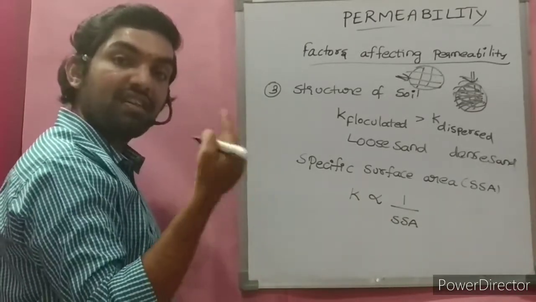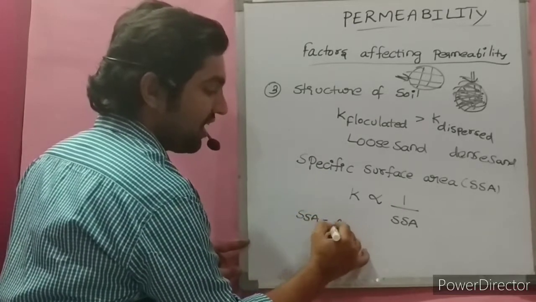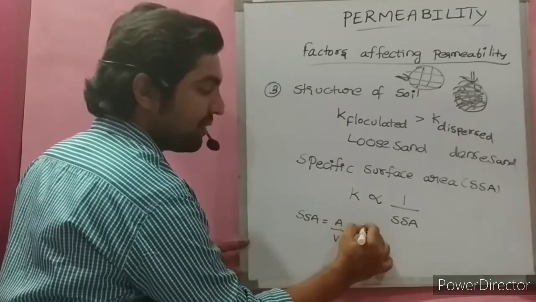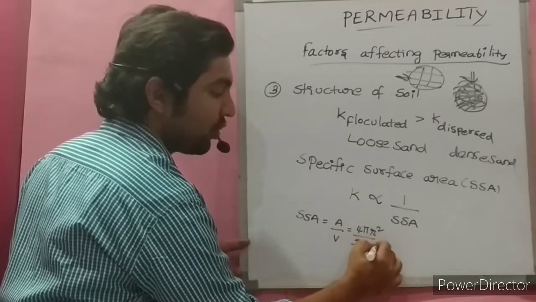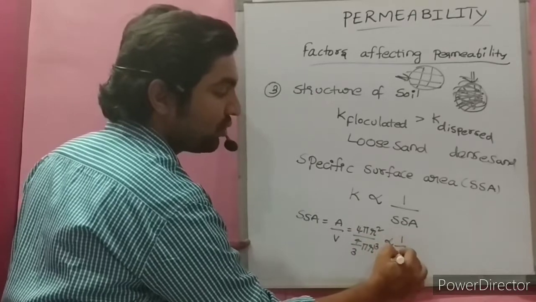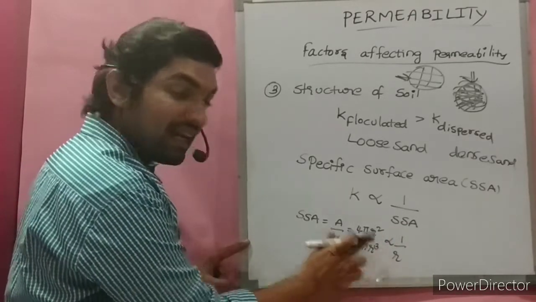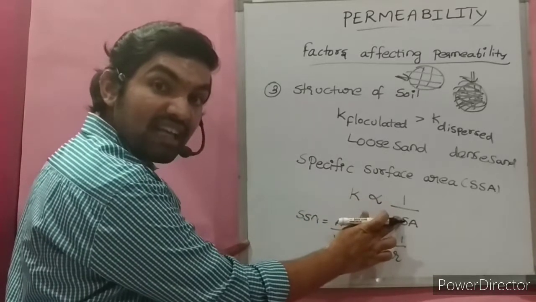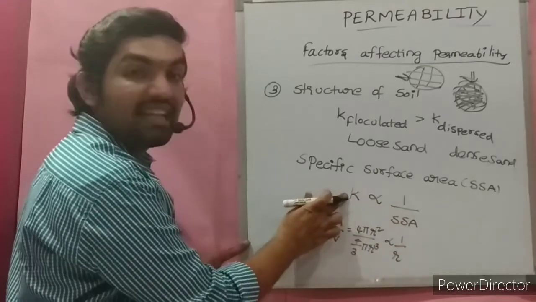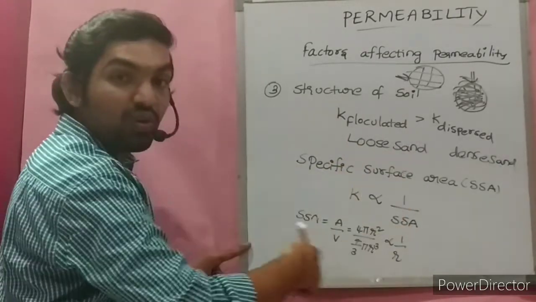In what we have discussed, specific surface area is equal to area by volume. Area of a sphere is 4 pi r square. Volume of a sphere is 4/3 pi r cube. It is inversely proportional to the size of the particle. Lesser the size of the particle, greater the specific surface area. Greater the specific surface area, lesser the permeability. You can draw several conclusions from this.